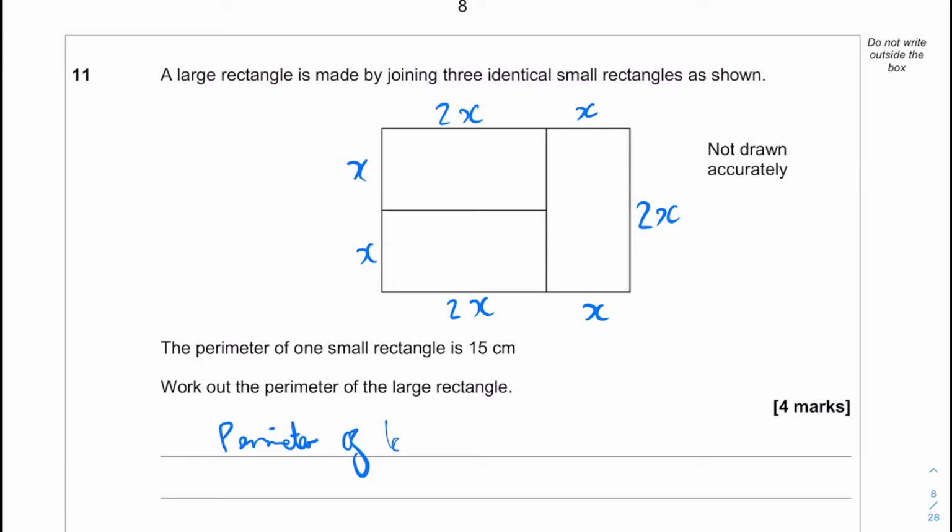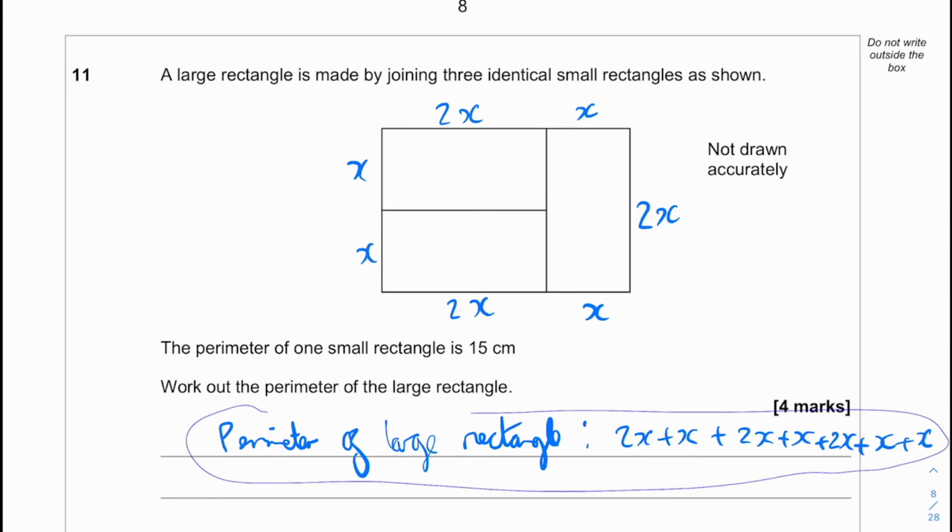of rectangle, and then we can say it is equal to 2x plus x plus 2x plus x plus 2x and then plus x and plus x again. So let me just move all this over so that it fits onto the page.